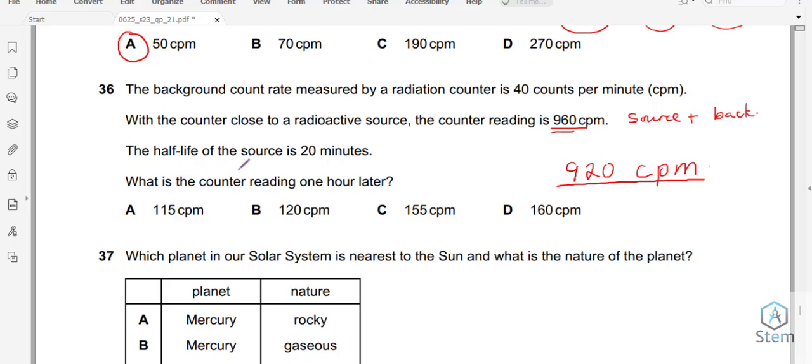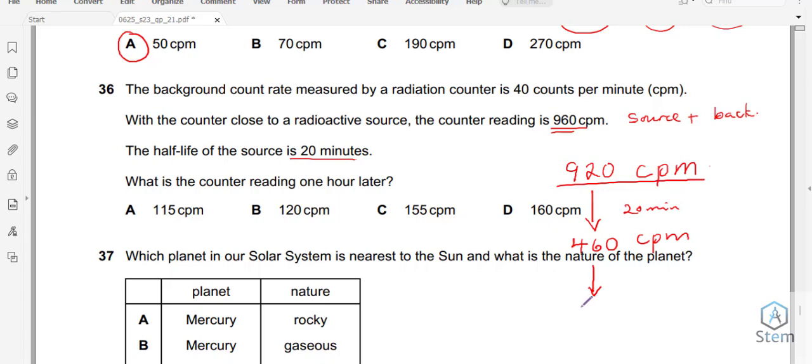The half-life of the source is 20 minutes. So what is the reading of the counter 1 hour later? After 20 minutes, we are going to have half of 920. So 920 divided by 2, we get 460. So that's 20 minutes. Then after some more 20 minutes, we get 460 divided by 2.